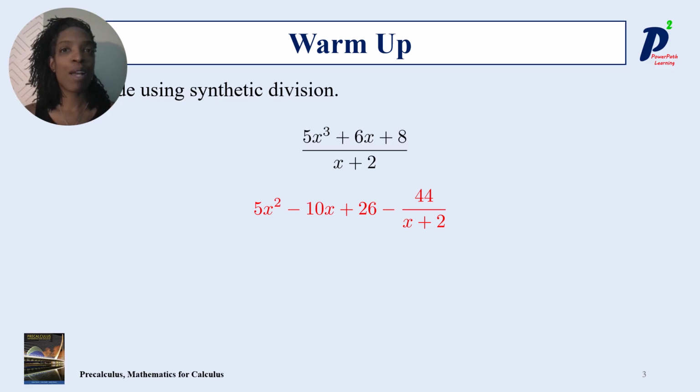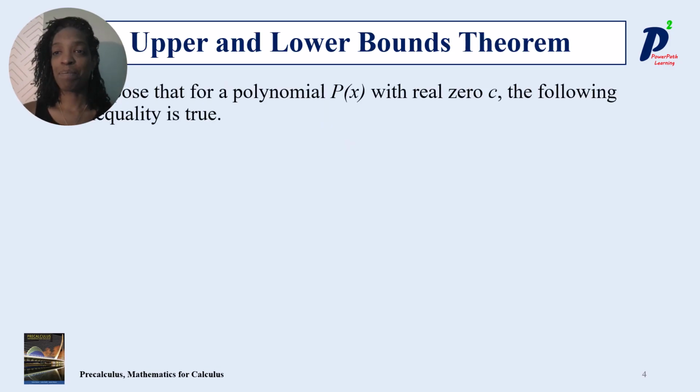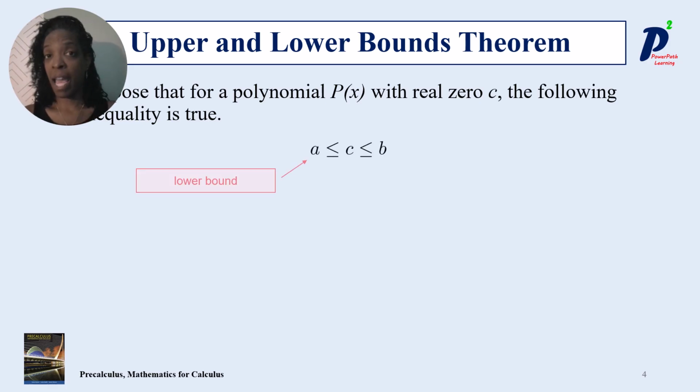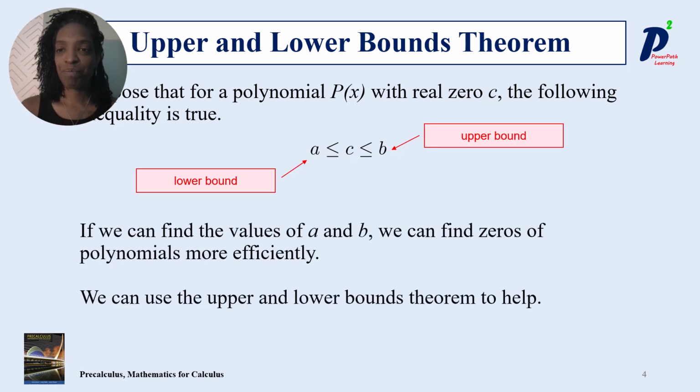Now let's learn about some upper and lower bounds. Let's say that C is a zero of polynomial P. If C is between A and B, we call A the lower bound and B the upper bound. Finding the lower and upper bounds of zeros of a polynomial can be helpful for us. It's just more efficient. We start off with a lot of zeros, and this will help us make the list smaller. Why don't we take a closer look at how this works together?